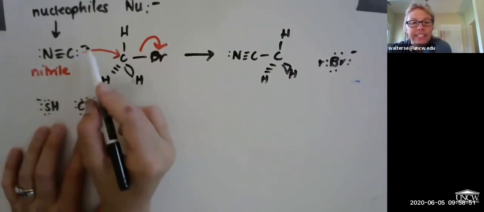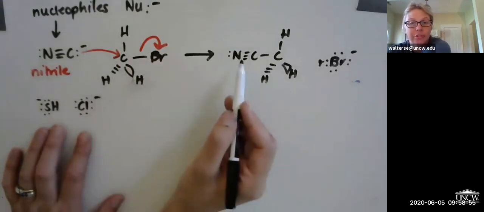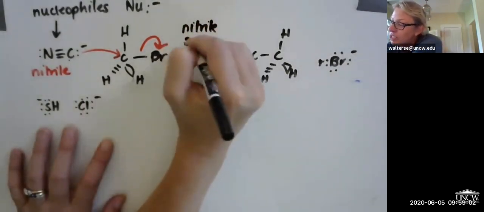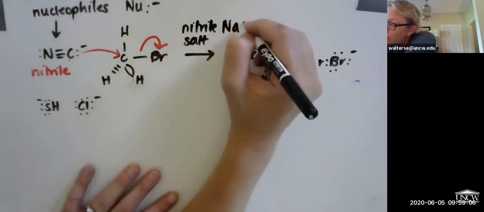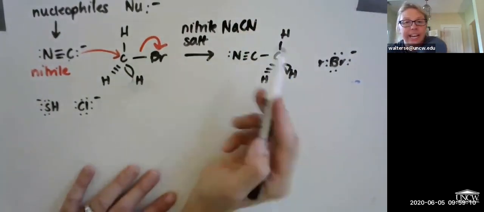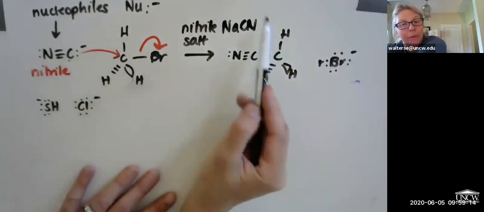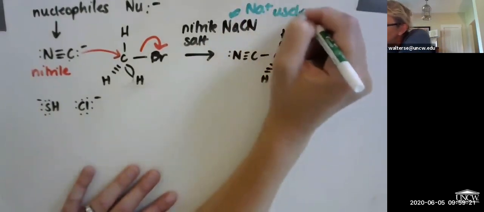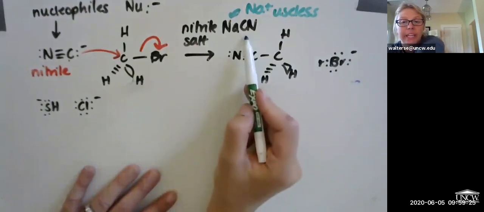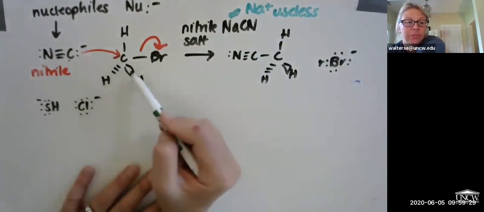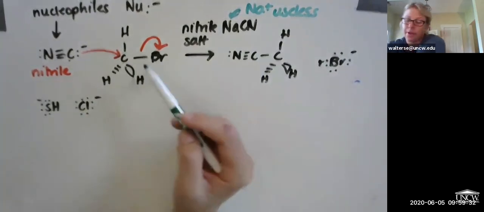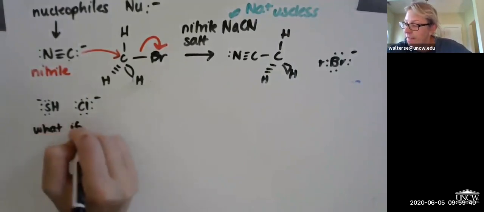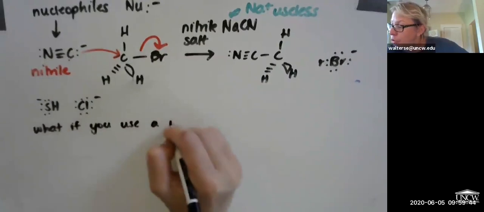When you have a nucleophile that's negatively charged in an SN2 reaction, this is all you have to draw. Okay. This species, this nitrile, the source of the nitrile is a salt. So I would put sodium, well, that'd be sodium cyanide at that point. But in order to get this group, I would put in a salt. The cation is useless. It doesn't do anything. But it gives you this group in the reaction mixture for the substitution reaction to take place. Okay. But you can use a neutral nucleophile.